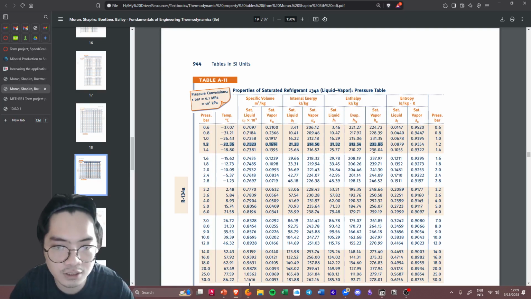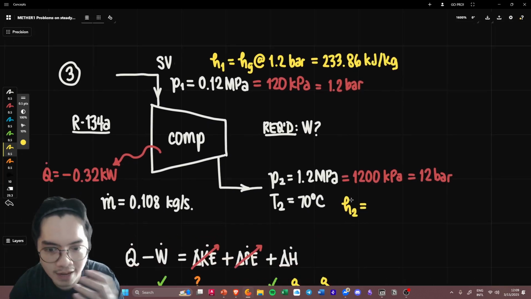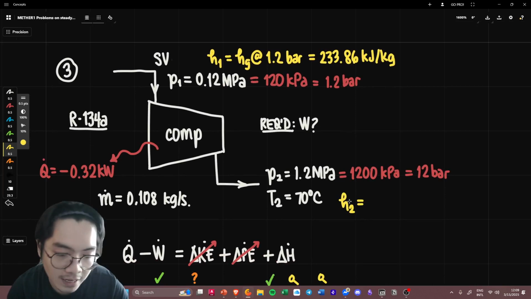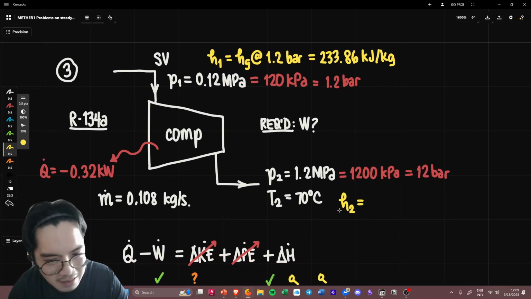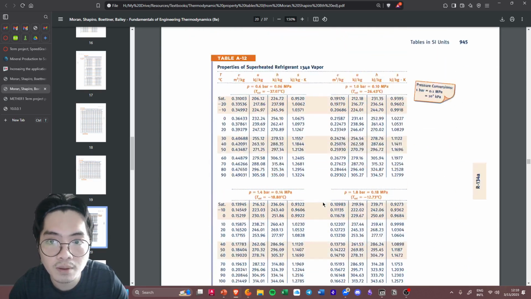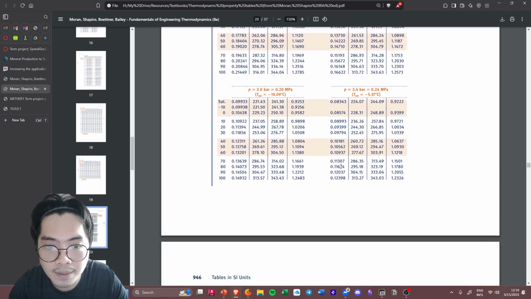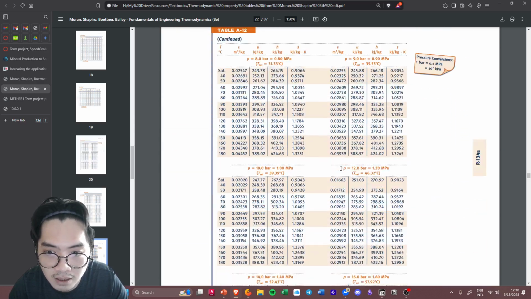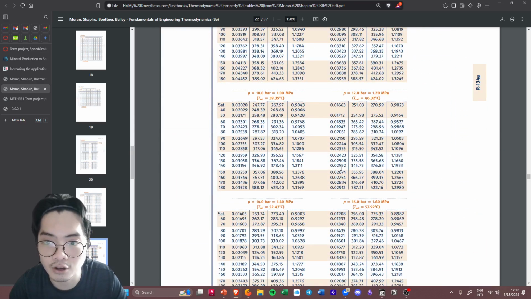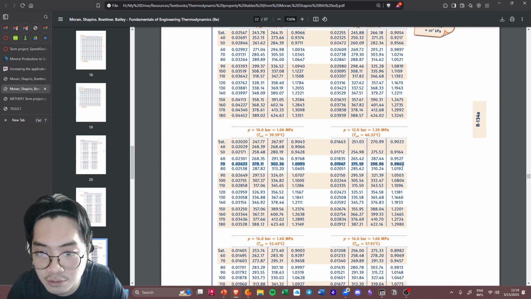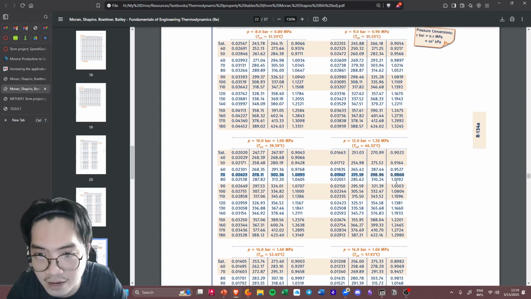And now let's try and look and hope, because we're given pressure and temperature, that we are going to get a superheated vapor, hopefully. It does look like a superheated vapor to me. 1.2 MPa is a lot of pressure. So let's just see, 1.2 MPa corresponds to 12 bar. Hopefully there is a 12 bar. There is a 12 bar. There you go, 1.2 MPa. And let's see, 70 degrees is counted. So we have the value here.